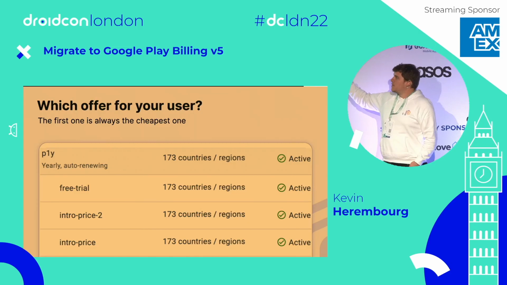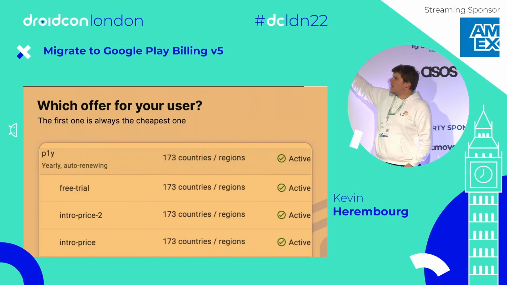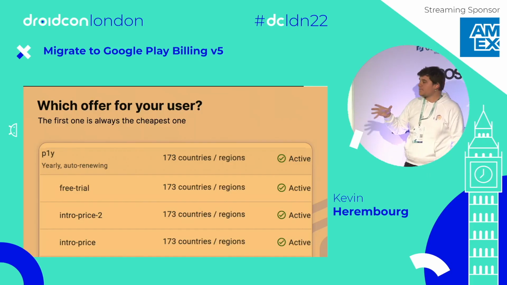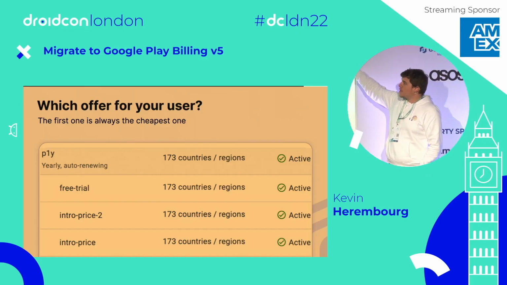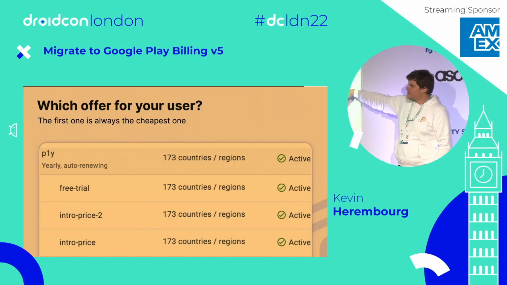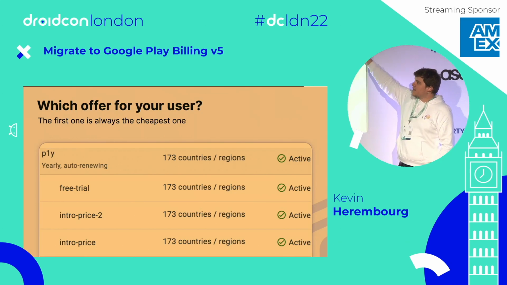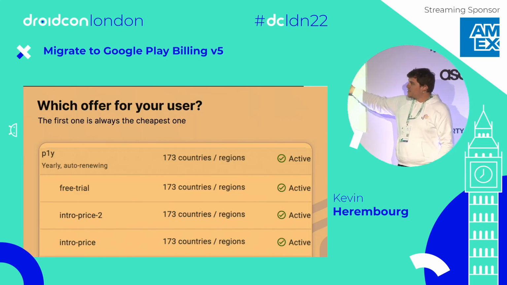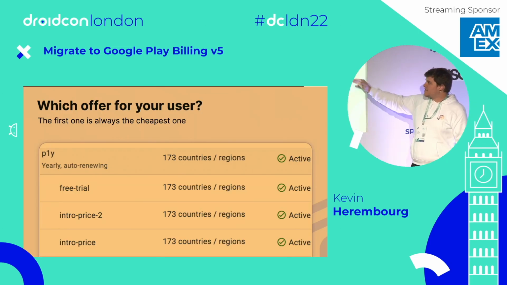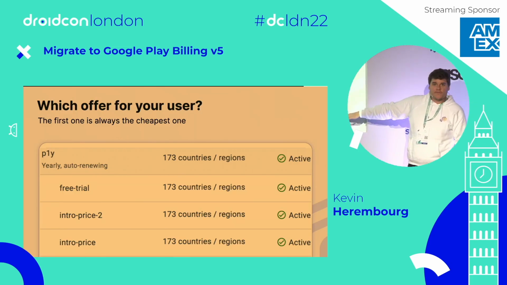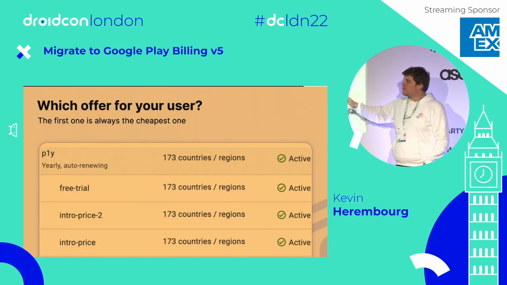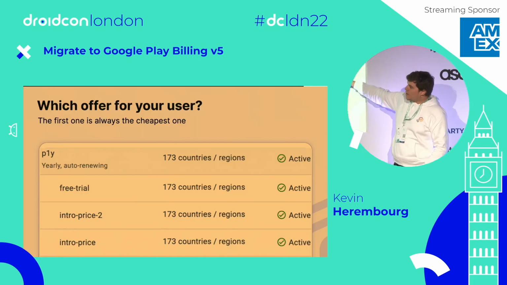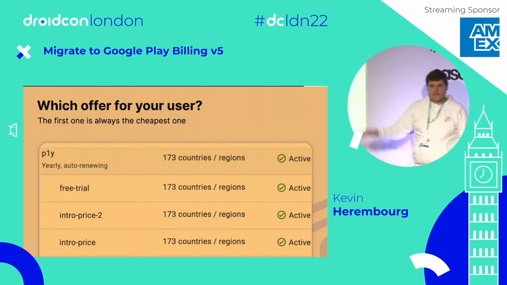By default, Google is going to put first the cheapest available offer for your user. So for example, here I have set a free trial, but I set it after my intro price, and it put it back in front because a free trial is, of course, cheaper than an intro price. And intro price 2 was the second one I set, but since it was cheaper than the intro price I previously did, it's put in front. So my user, if he is eligible for a free trial, is going to have this, or this if he's not, and then this, et cetera.